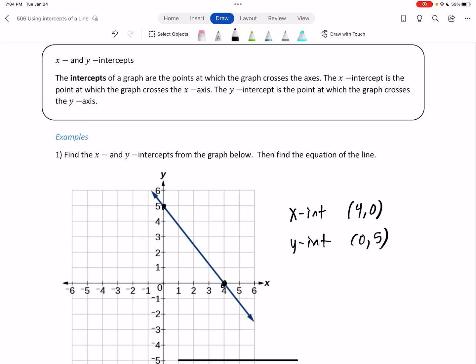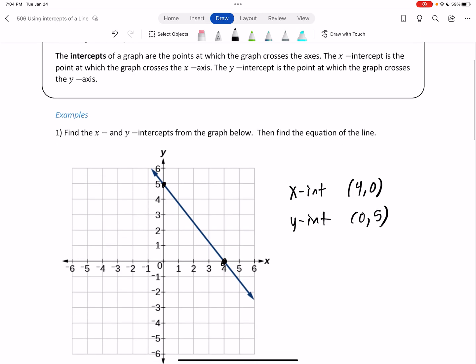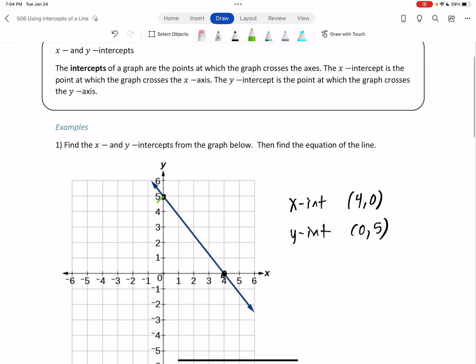5). If I want to find the equation of this line, I have two things I can do. I can look at the picture and count the slope. It goes down 5 and over 4, so my slope would be negative 5 over 4. You could also use your formula. Change in y, 5 minus 0, over change in x, 0 minus 4, is 5 over negative 4.